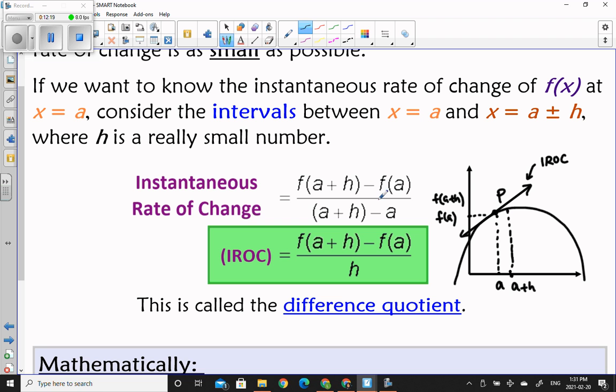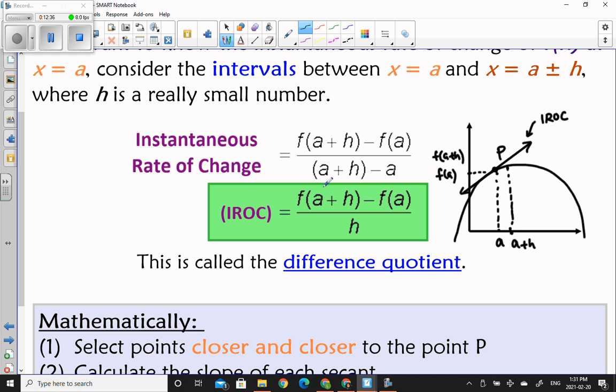So my delta y would be f of A plus h minus f of A, and my delta x, or the run, would be A plus h minus A. And when you do A plus h minus A, as you can see here, the A minus A will add up to give you 0. You're left with just h in the denominator. So this is the formula. It's also called the difference quotient that we can use to calculate IROC.